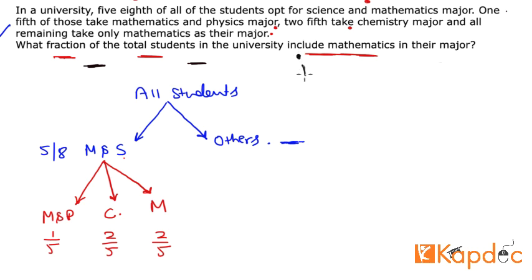So this keyword, you have to be very careful. Include means there are people who have maths only, so I will definitely count that. And then there are people who have maths and physics, so I need to count those as well, right? Because they are two different groups that have mathematics in their major, right? So I need to find the relative fraction of each one of those. So maths and physics first.